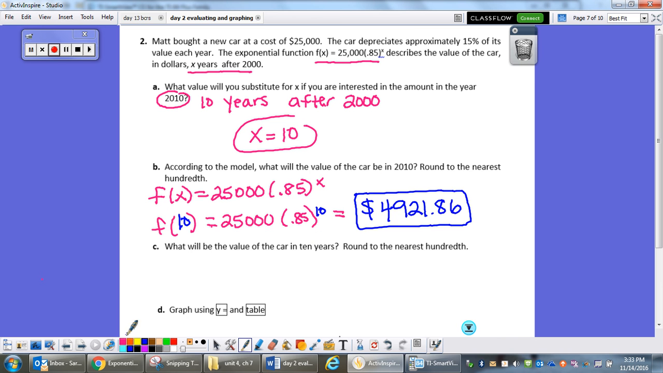And now we want to know, what will the car be worth in 10 years? So in 10 years, we're in 2026, which means we're 26 years after 2000. Miss Bailey is 36 now. So F of 26, and again, you might not need to write all of this out anymore, equals 25,000 times 0.85 to the 26th power. Let's see how much that car is worth.